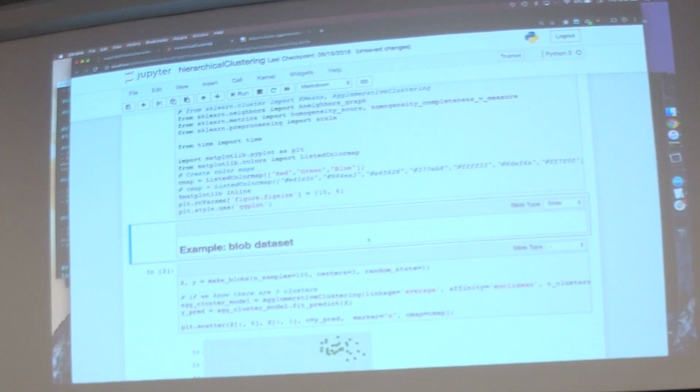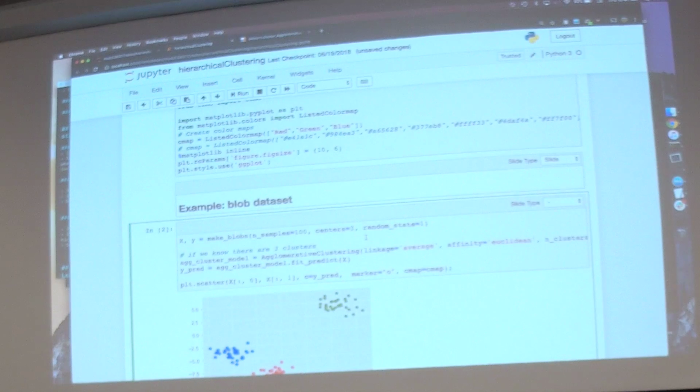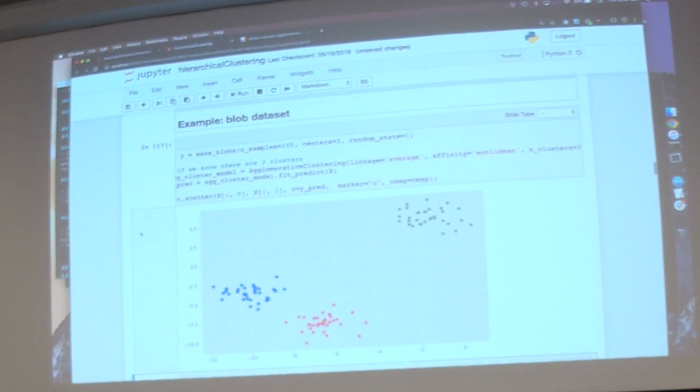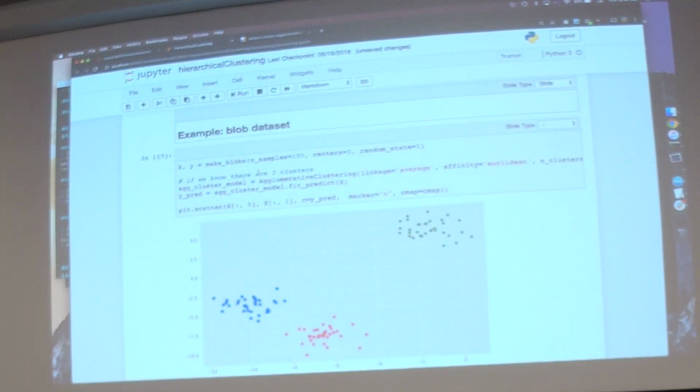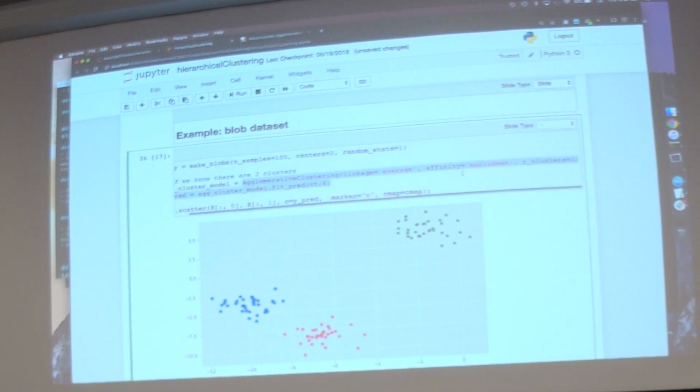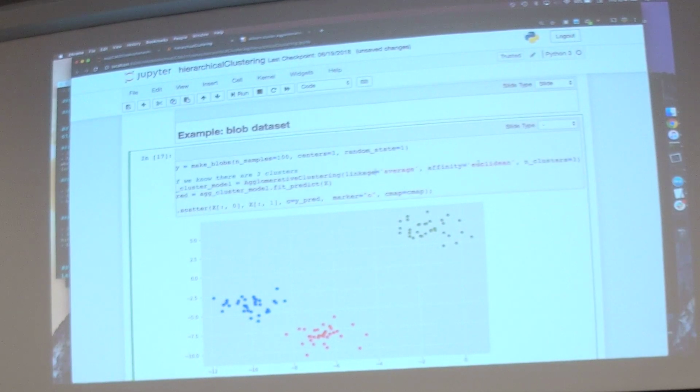So we'll look at the blob data set again. So just 3 kind of blobs. And we're going to use agglomerative clustering on it. So here we'll use the average linkage. The affinity is like a third name for the distance. So here we're just using the Euclidean distance between the individual points.